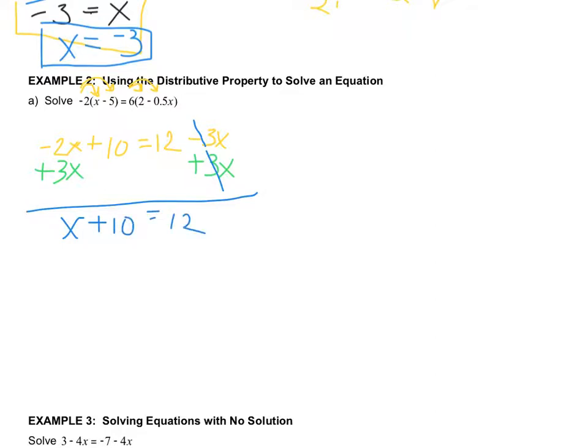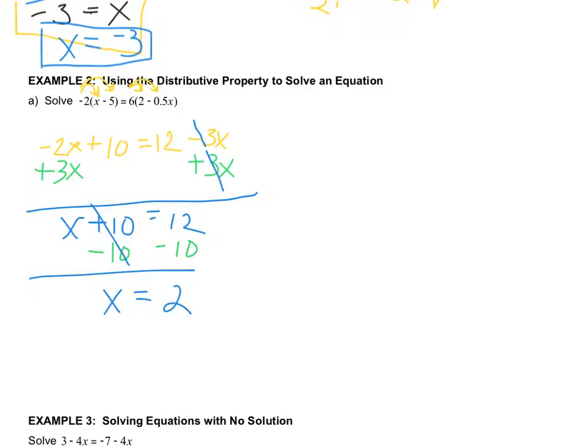Now again, if I'm solving for x, I need to subtract the 10. So again, the 10 needs to be subtracted from both sides, which is going to leave me canceling the 10 and the minus 10. And then I get x equals 2.